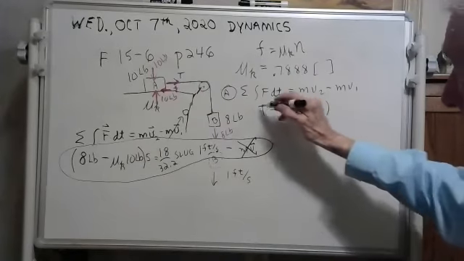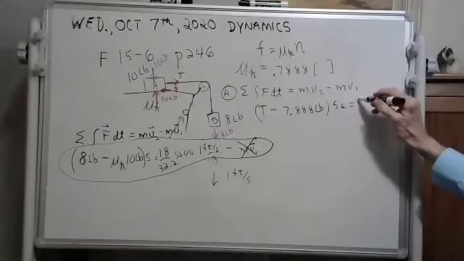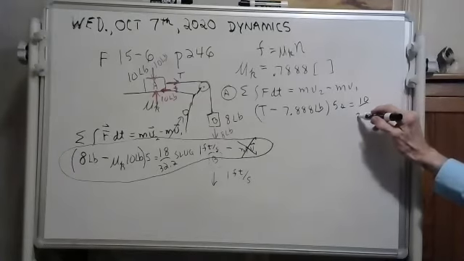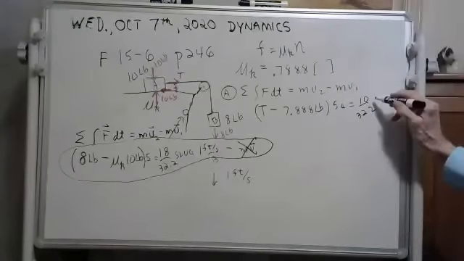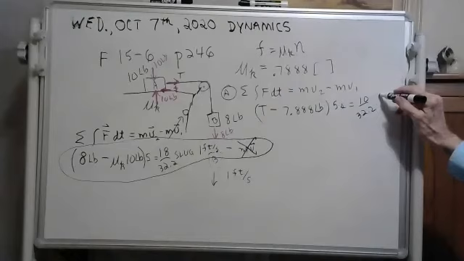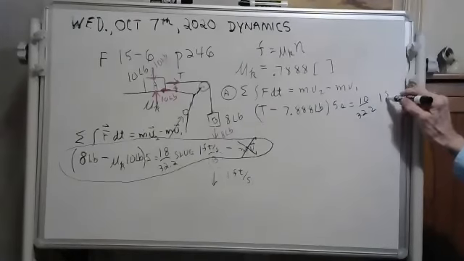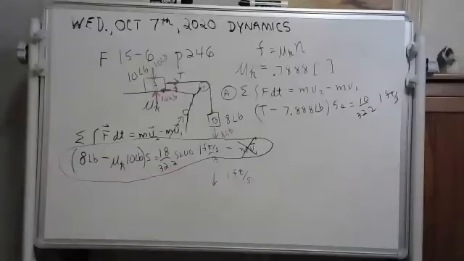And now you have to multiply by the 5 seconds. Equals the mass, which has got to be in slugs, times the velocity, which we know is 1 foot per second. Okay, we got an equation, and there's only one unknown. Find the tension for me. Go ahead. Find the tension. Go.